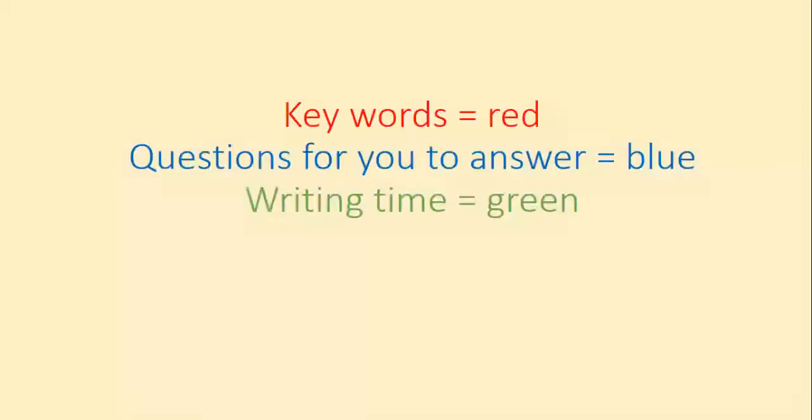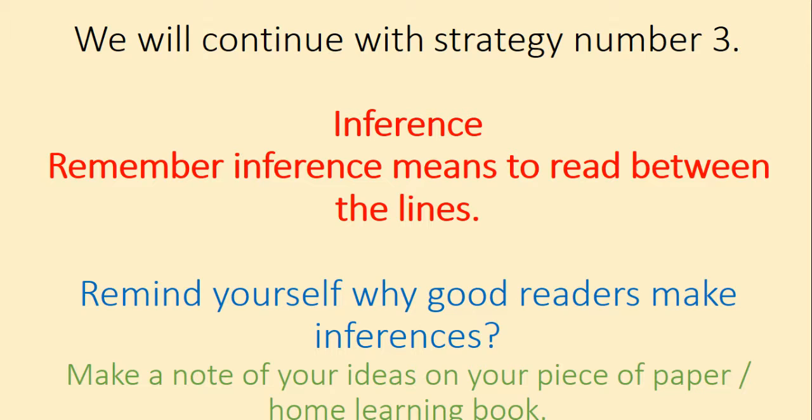By now, you should be familiar with the key words, which are in red, questions for you to answer, which are in blue, and writing time, which is in green. We're going to continue with strategy number 3 today, inference. Remember, inference means to read between the lines. I would like you to remind yourself why good readers make inferences. Make a note of your ideas on your piece of paper or in your home learning book. Press play once you are ready to continue.